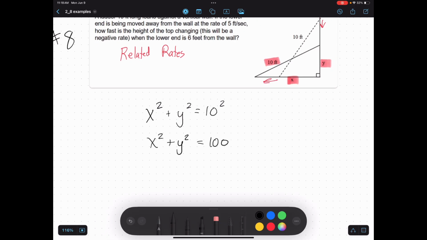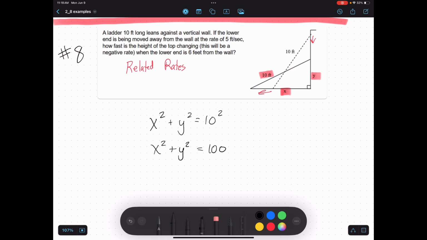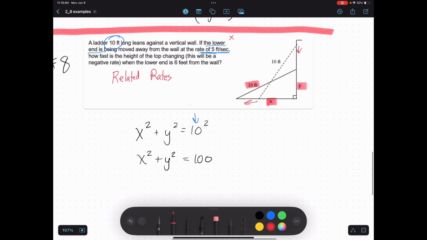Well, let's take a look at some of the things that we know. First of all, we already know the ladder's 10 feet long, and I've already used that. That gets put in right here. What else do we know? We know that the lower end is being moved away at a rate of 5 feet per second. The lower end is dealing with x, right? X represents the lower end of the ladder. We can see that right here.